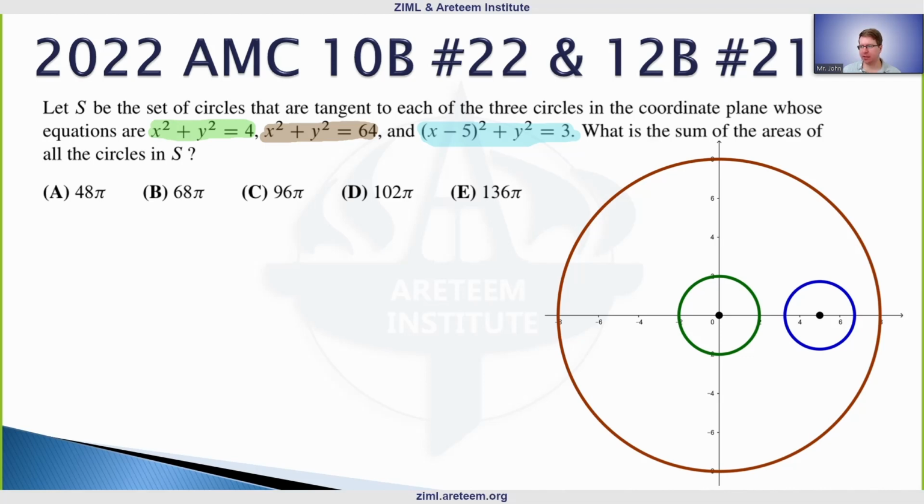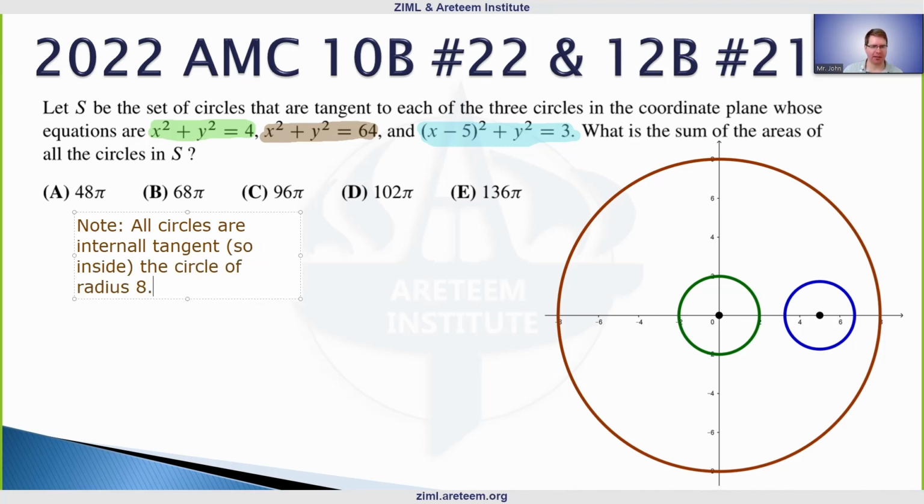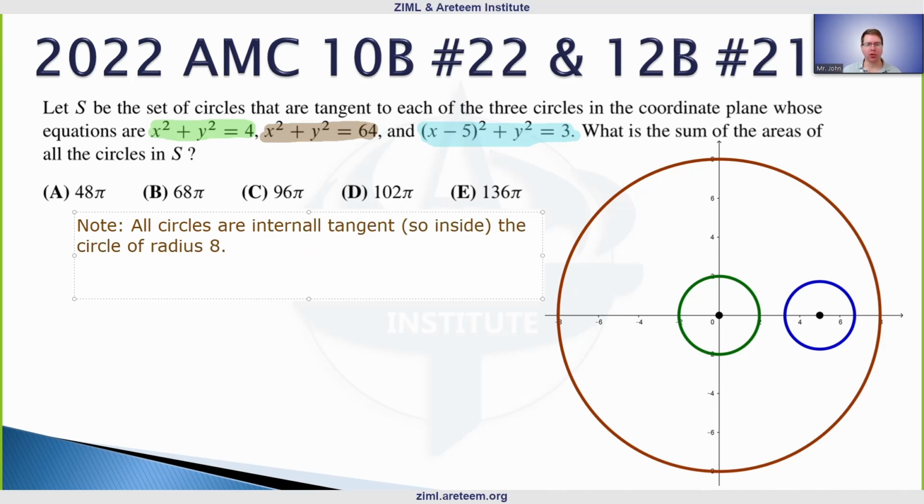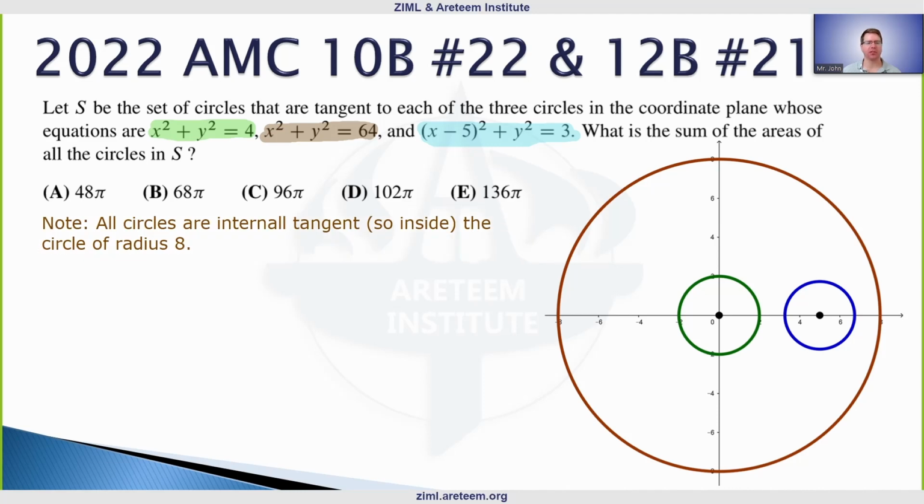So if we just note this first of all: note all circles are internally tangent, so inside the circle of radius 8. So this is our note 0. This is the first observation that's going to drive everything else that we have from there.